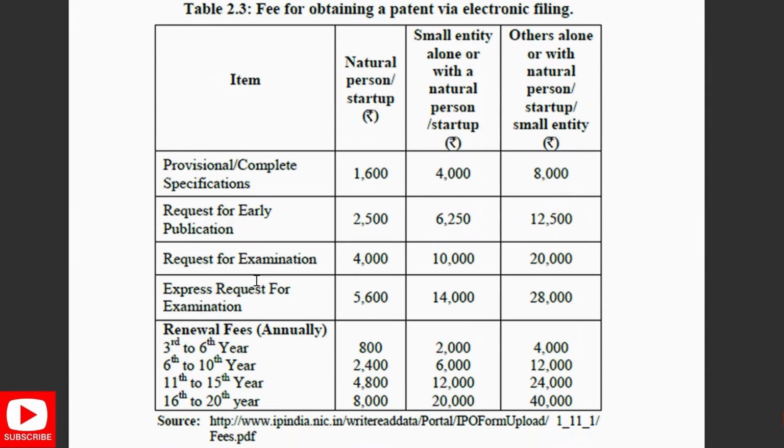So you need to know this table. Here for a natural person, we have items like complete specification, request for early publication, request for examination, and express request for examination. For the startups, it is this amount. For a small entity, this is the amount, and for others along with the natural startups or small entity, this is the amount. Renewal fees are also given for 3 to 6 years, 6 to 10 years, 11 to 15 years, 16 to 20 years.